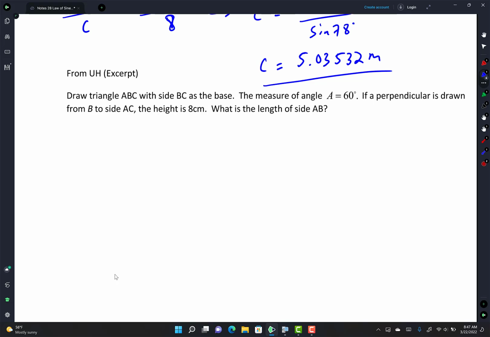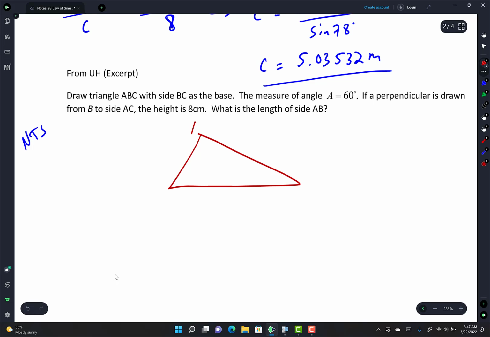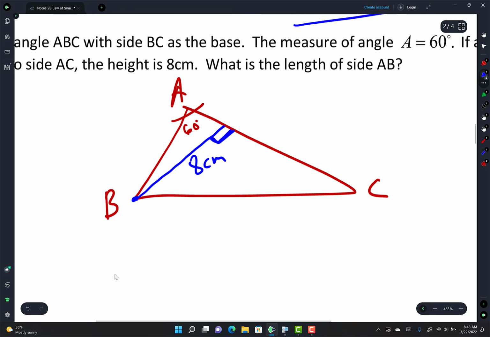Cool. So what does it say? The triangle ABC with side BC as the base. Okay, so I'm going to put not to scale, guys. So here we go, ABC. The measure of angle A is 60 degrees. If a perpendicular is drawn from B to side AC, here's my perpendicular. Pretend that's a right angle there. The height is 8 centimeters. What is the side of AB?